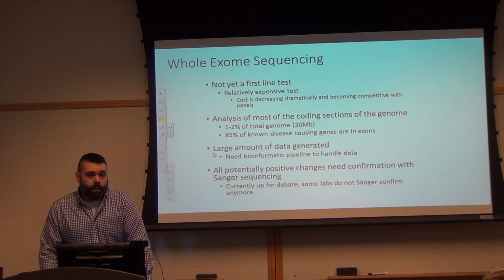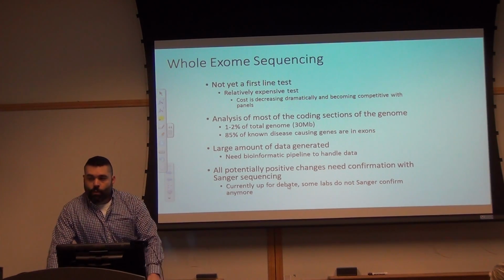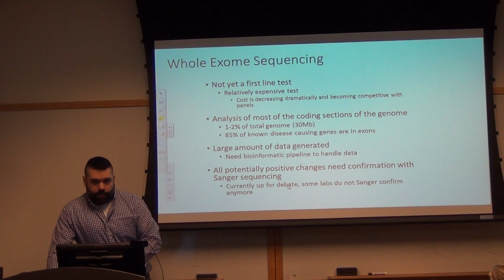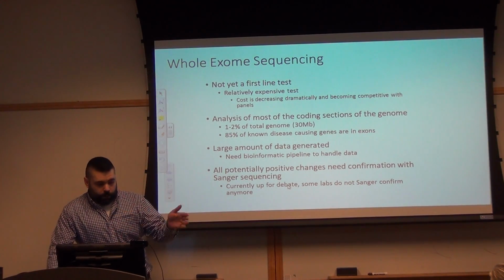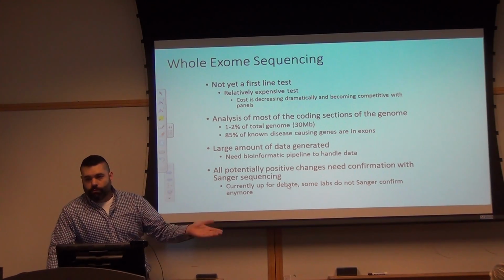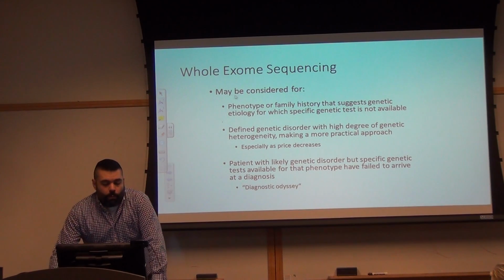Many big labs are not Sanger confirming. As we go online, we will Sanger confirm until we're comfortable that we're catching everything. If after a few months all our variants are Sanger confirmed at 100%, we'll just trust the data. Alright. So when would you consider an exome?